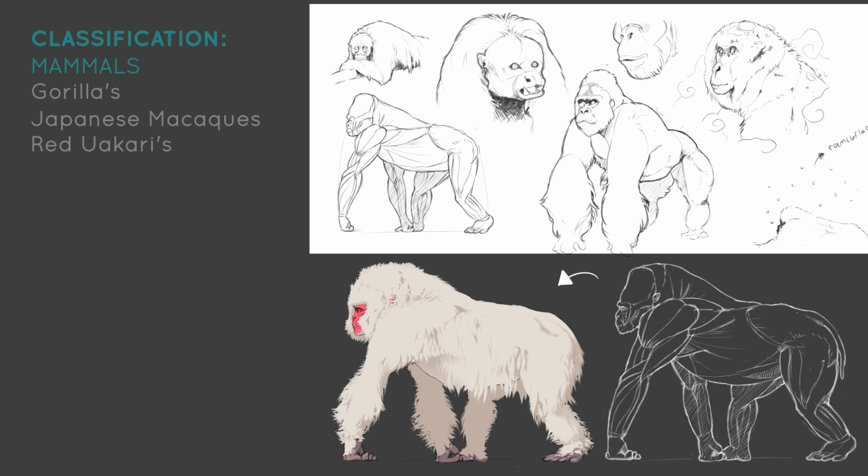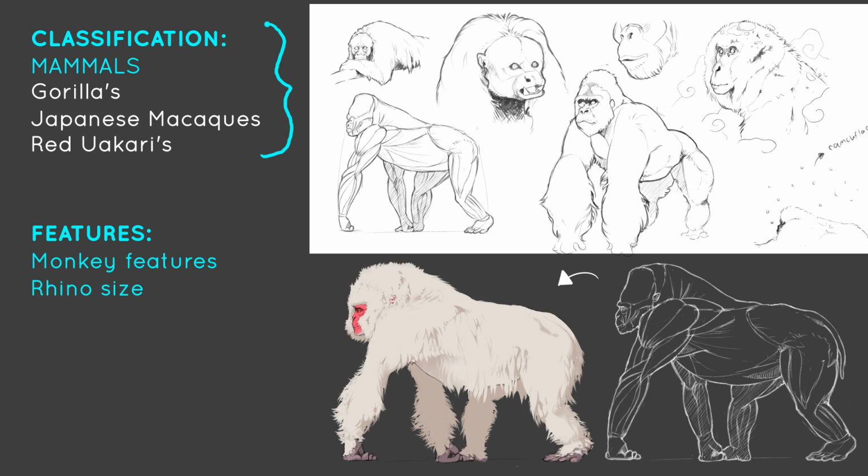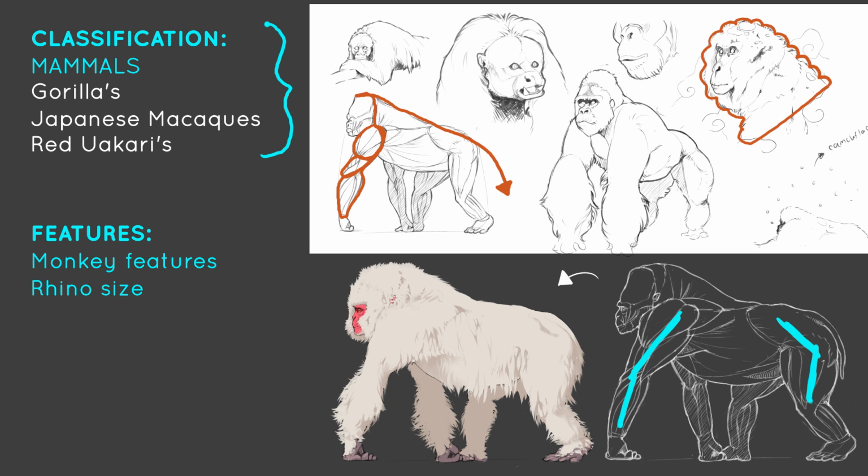First, I decided what class he belonged to and what animals I will use as inspiration. I chose mammals and we're going to use 3 monkey types as inspiration, which I sketched out at the side. After that, I decided what features of these animals I wanted to use. So I really wanted to have these muscled arms that the gorilla has and a sloping back, and also the fluffy coat of the Japanese macaque. Also because he's very big, I used some inspiration from the rhinos and other big animals' anatomy. So I gave him straight, thick bones and a small face.